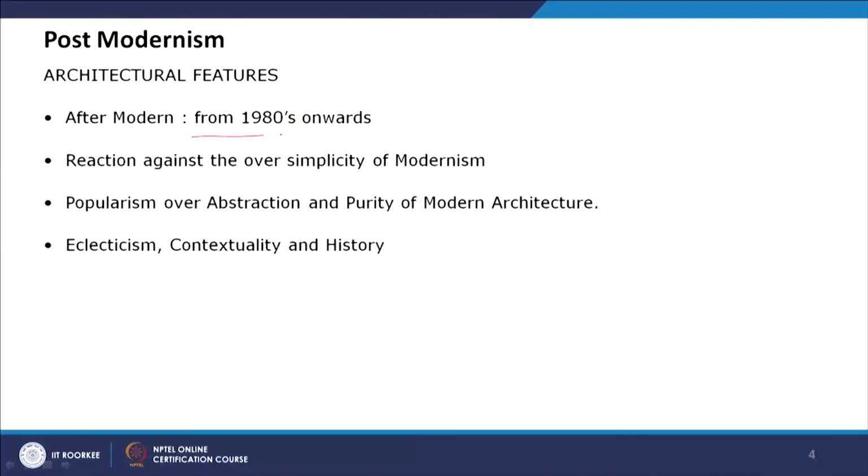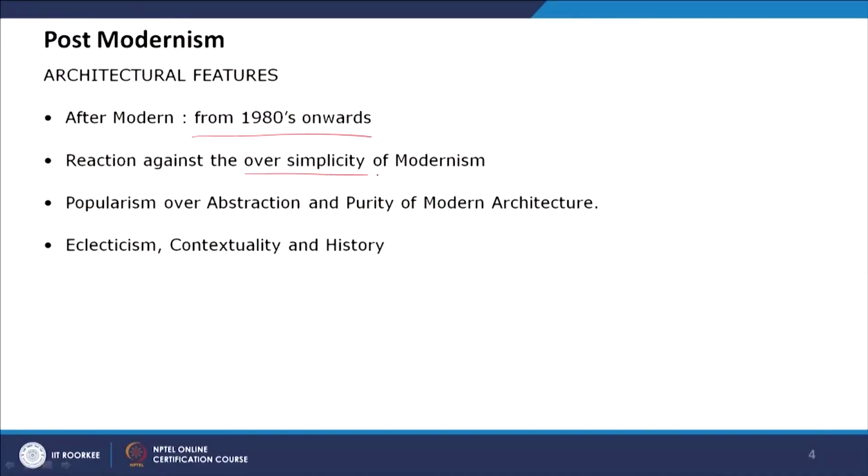So, architectural features in postmodern in a very broad way. It is after modern, so it's 1980s onwards, and I already told you the variation of the socio-cultural context between modernism and postmodernism. Their socio-cultural context was very different from the modernist movement and postmodern.